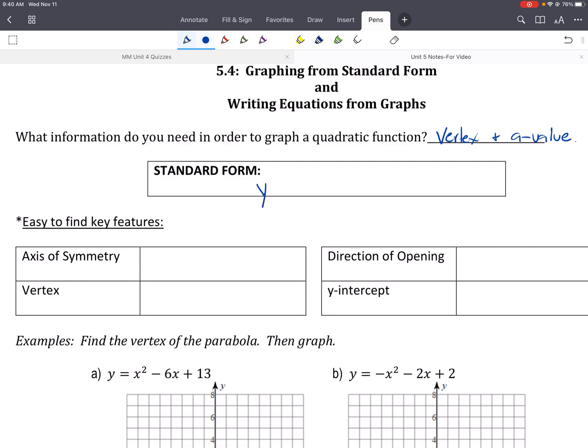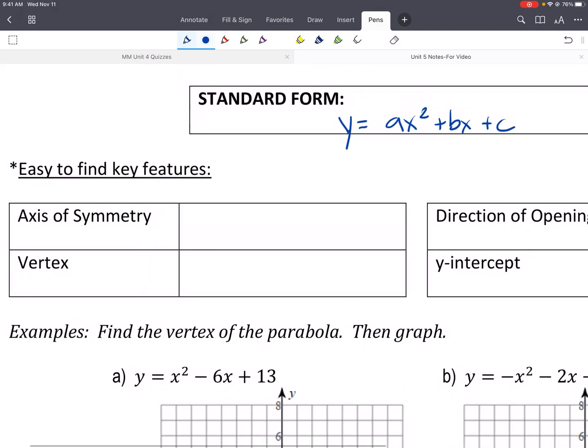Standard form is y equals ax squared plus bx plus c. This form should be familiar. The easy key feature to find from standard form is the axis of symmetry. Just as we did with the intercept form, we want to find the axis of symmetry so that we could find our vertex. To find the axis of symmetry, it is always going to be x equals negative b all over 2a.